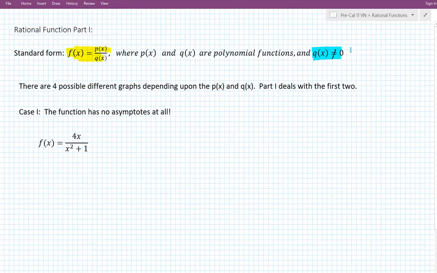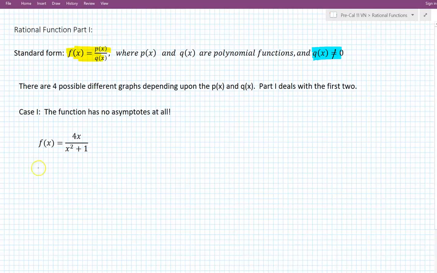All right, now there are four possible different graphs that you're going to get depending on what these two polynomial functions are. And we're going to deal with the first two. All right, the first case, we have this function, f of x equals 4x over x squared plus 1. And if you look at the characteristics of it, let's look at the asymptotes, because that is the most important part of any rational function. So let's see what happens.